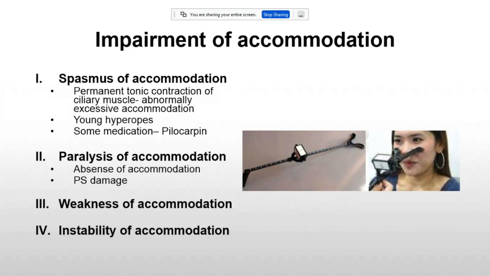So accommodation, we mentioned what it is, but there could be some impairment of accommodation, like spasm of accommodation. Who most often has spasm? Who accommodates most? Hyperopes. And in real hard work at near, spasm of accommodation might mimic myopia. So all of a sudden, the patient can't see at a distance. For example, a medical student who has a headache.